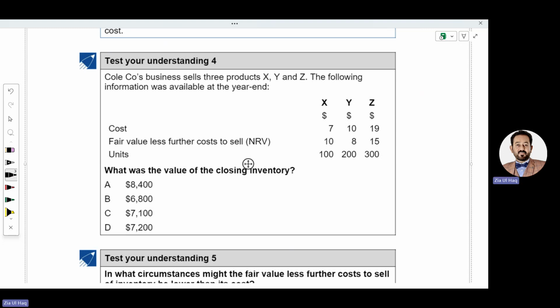For product Y, the cost is 10, NRV is 8, and the business is having 200 units of product Y. For product Z, the business is having a cost of 19, NRV 15, and 300 units of product Z. Can you calculate the closing value for all these three products X, Y, Z altogether? There are three types of products. Their cost and NRV are these, and their number of units at the year end were these. Can you calculate the closing inventory figure?